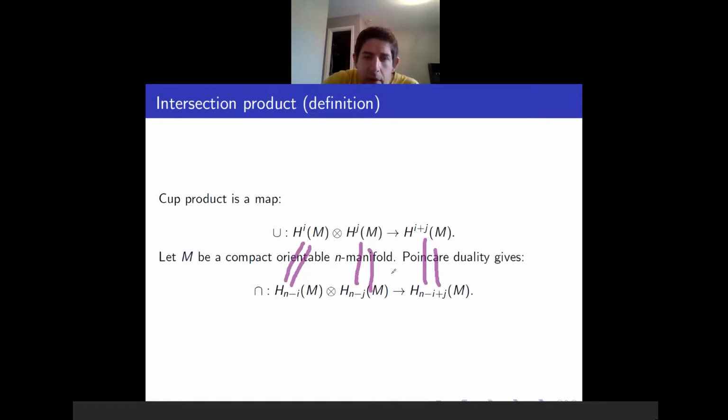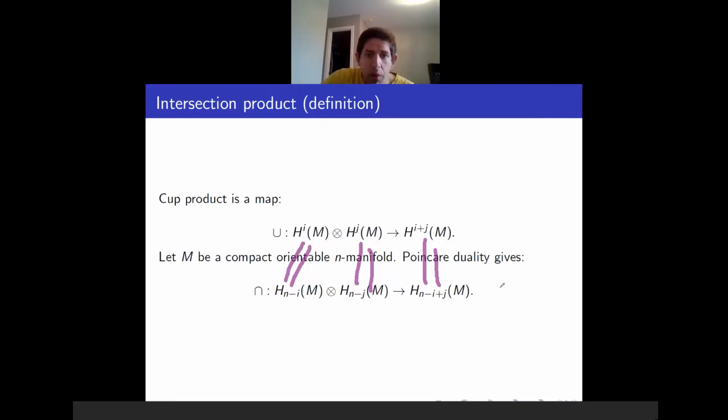I'm not sure what the name is. I think this is actually notation for the cap product, but it seemed like a good name. What I'm going to do is tell you how to think about this map on homology geometrically. And hopefully that will even give you intuition for the cup product.